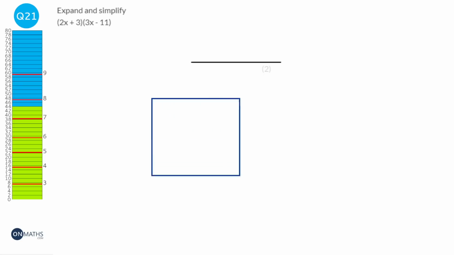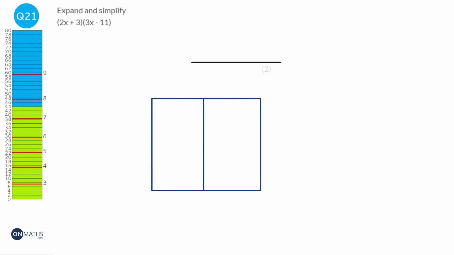I'm going to do just a quick multiplication grid. And what I'm going to do is I'm going to put the 2x plus 3 at the top, so 2x and then plus 3, and then 3x minus 11 down the side.